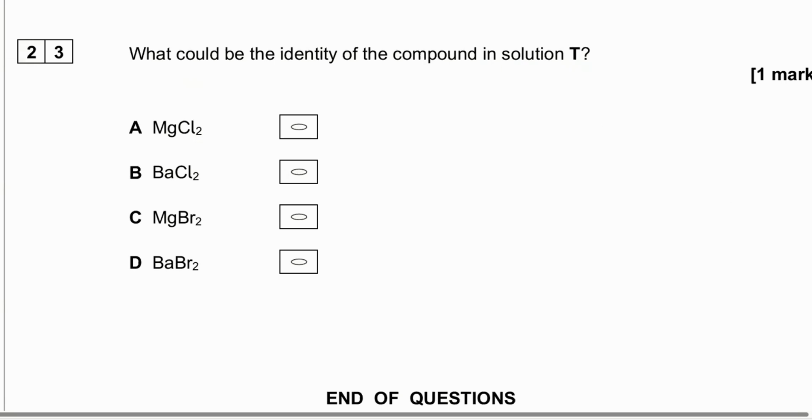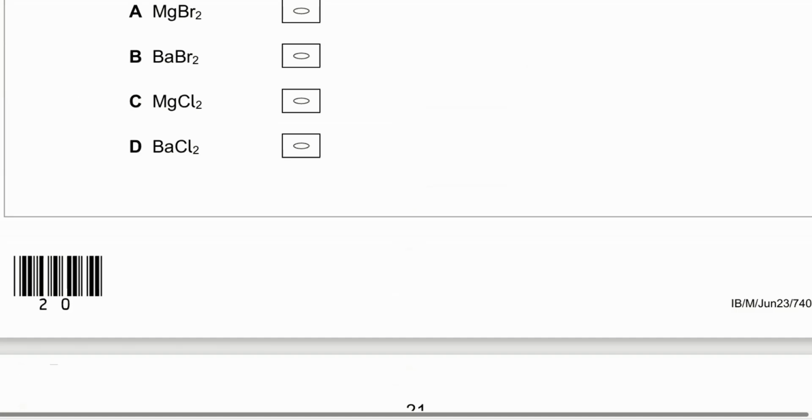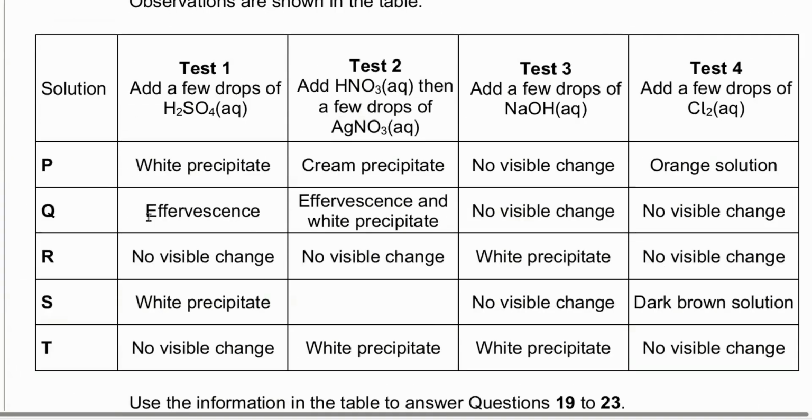So we need to look at all 4 tests and see if we can identify the positive metal ion and the halide ion. So when acid was added, no visible change. When the sulfate, so it's not barium. When they did the silver nitrate test, they got a white precipitate. That suggests chloride ions because we'll get silver chloride. When they added sodium hydroxide, we got a white precipitate.